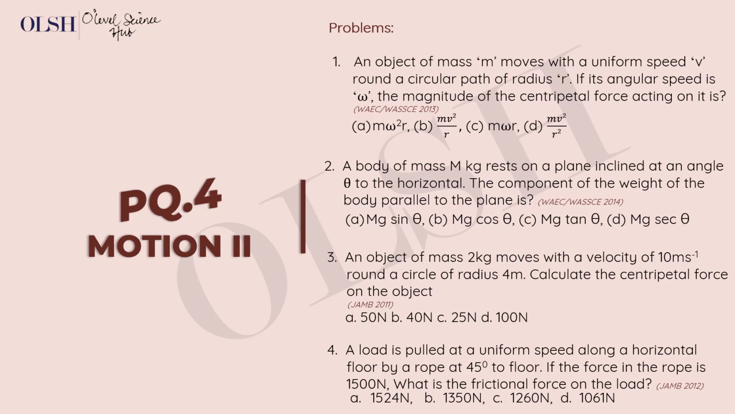So for question 2, we have a body of mass m kg rests on a plane inclined at an angle theta to the horizontal. The component of the weight of the body parallel to the plane is... Now this can be quite confusing, but very straightforward if you understand the concepts relating to it. So let's say we have a body. Let me draw a body here. So let's say we have an inclined surface and we have a body resting on it.